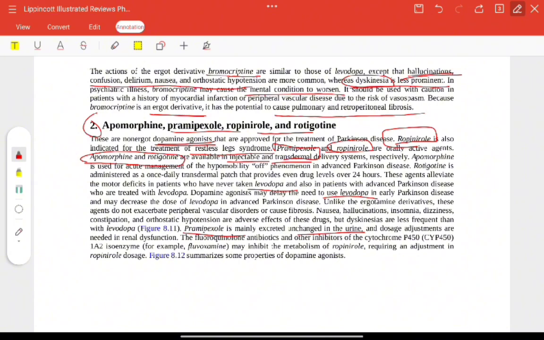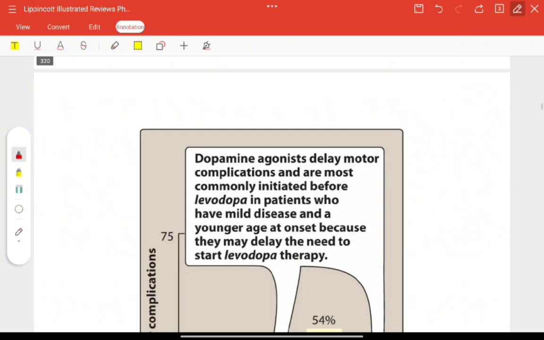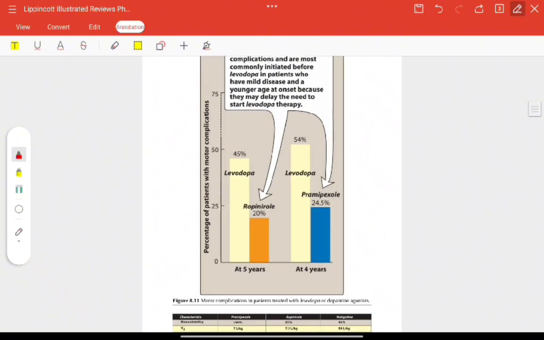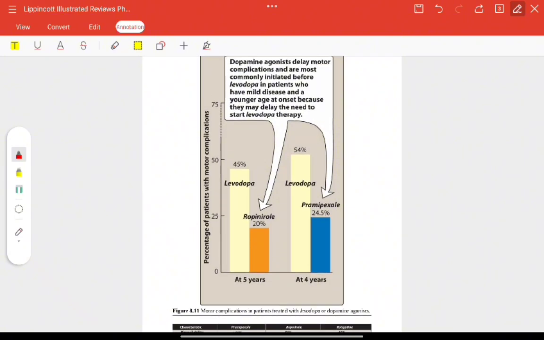The fluoroquinolone antibiotics and other cytochrome P450 inhibitors will inhibit the metabolism of ropinirole, and dosage adjustment is required. Now you can see here dopamine agonists will delay motor complications and are most commonly initiated before levodopa in patients who have mild disease and a younger age at onset, because they may delay the need to start levodopa therapy. So at 5 years you can have a look here at the percentage, and at 4 years you can have a look at the percentage.